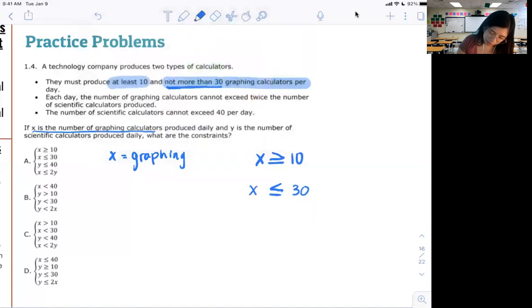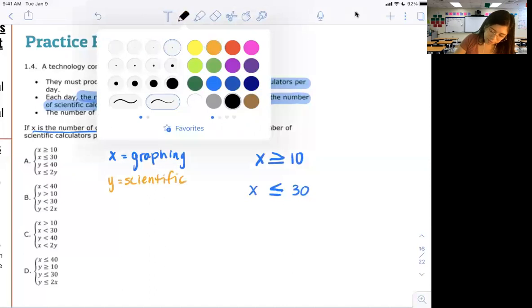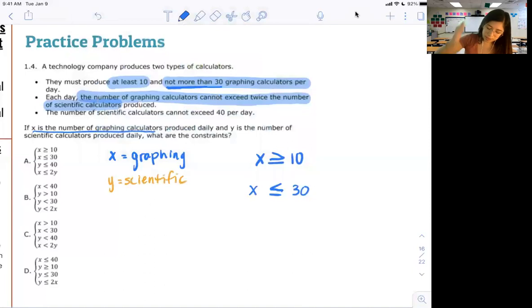each day the number of graphing calculators cannot exceed twice the number of scientific calculators. So scientific calculators is Y. So each day, the number of graphing calculators may not exceed twice the amount of scientific calculators. So that means the number of graphing may not exceed 2 times the number of scientific. So let's rephrase that. Do we want the X to be less than 2Y or do we want it to be more than 2Y? Less than. It cannot exceed. It has to stay under 2Y. Can it be equal to?